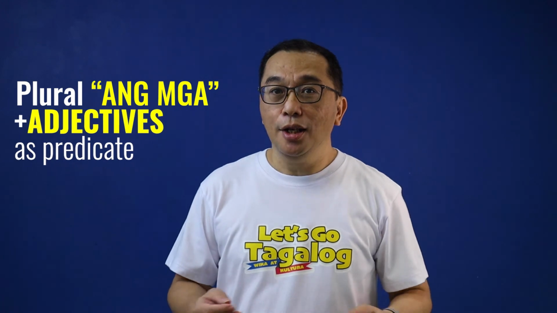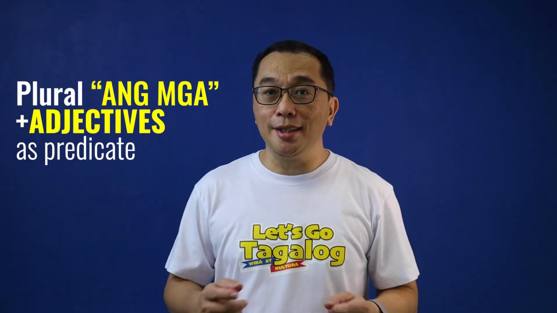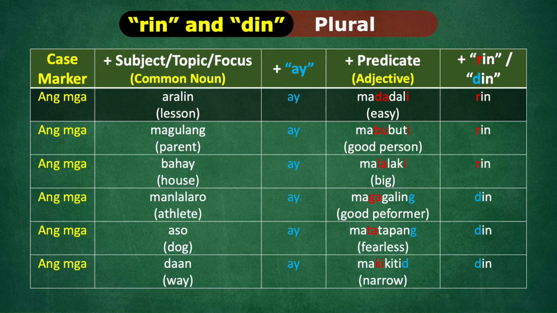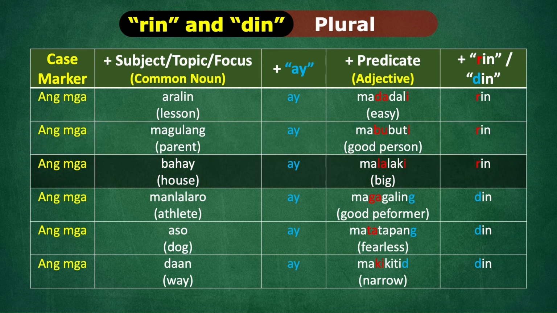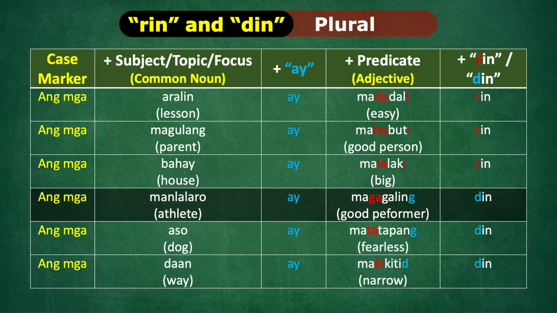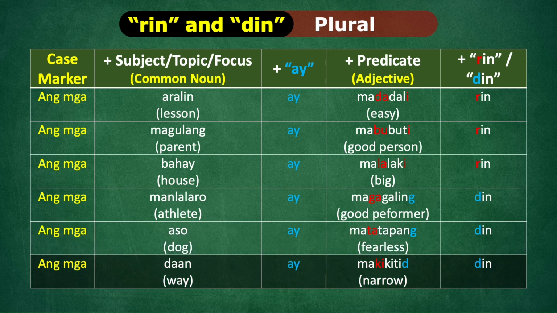Now, let us try using the case marker ang together with the plural marker mga to convey a sentence in the plural form. Ang mga aralin ay madadali rin. Ang mga magulang ay mabubuti rin. Ang mga bahay ay malalaki rin. Ang mga manlalaro ay magagaling din. Ang mga aso ay matatapang din. Ang mga daan ay makikitid din.